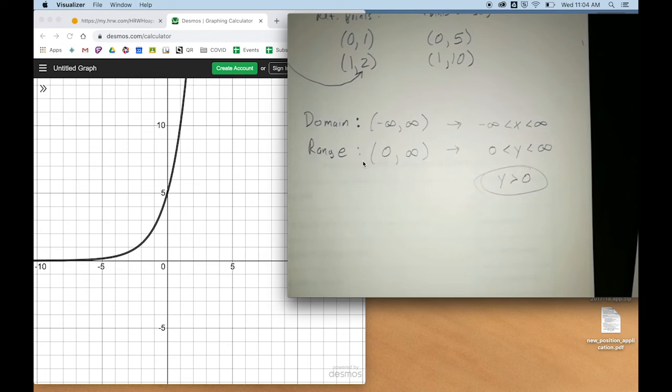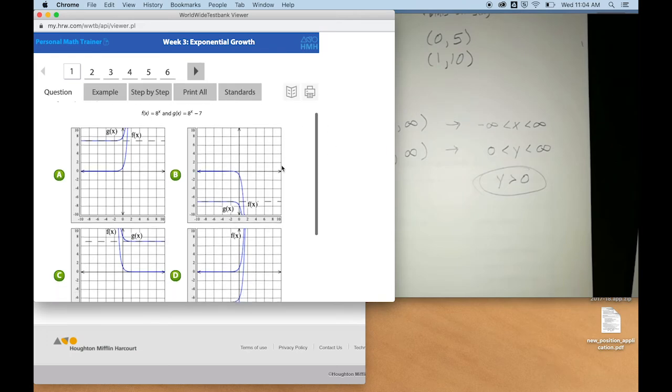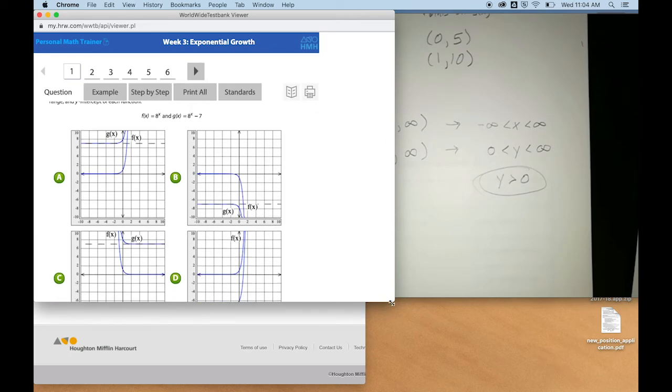All right, now I'll go ahead and show a problem on the website. Let's just do that now, because there are just a couple of nuances on my.hrw.com. All right, so here's number 1 on the assignment here.